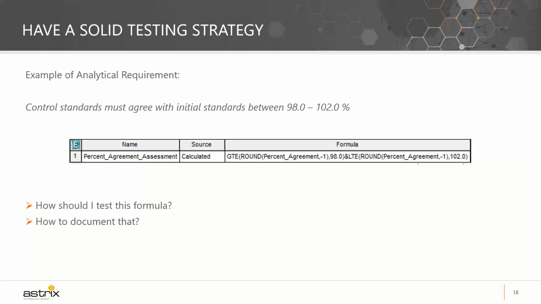So how to document that in this case, as this is just a pass and fail formula, one way of doing this would be screenshots capturing the value reported in the percent agreement calculation and the percent agreement assessment right beside it, showing the pass and fail under that condition.